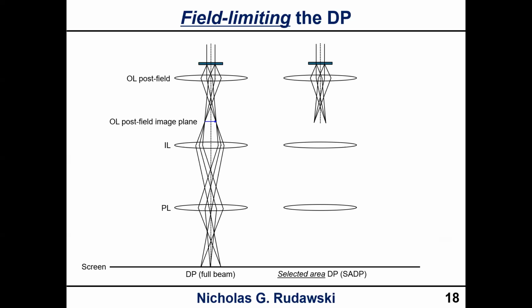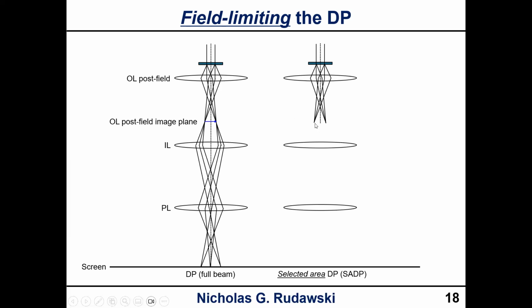So by field limit, what I literally mean is you are limiting the area that is contributing to the pattern itself, okay? So we see over on the left, this is just without any field limiting, okay? In fact, you could say you're field limited by just the area you're illuminating by the beam, okay?